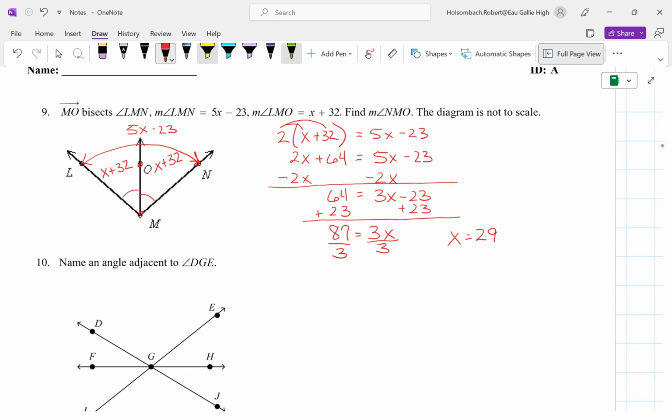But again, that's not the question. The question was to find the measure of NMO. So the measure of angle NMO is equal to x plus 32, and our x is equal to 29. So we go 29 plus 32, and 29 plus 32 is 61 degrees.